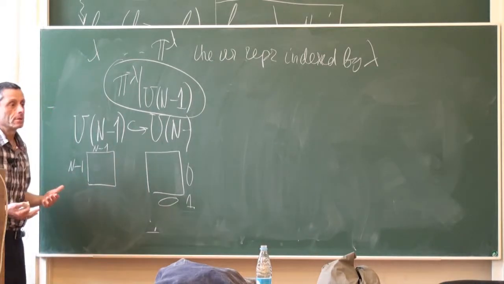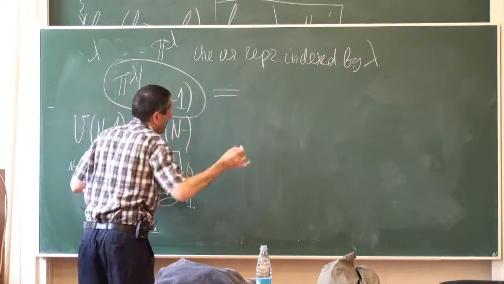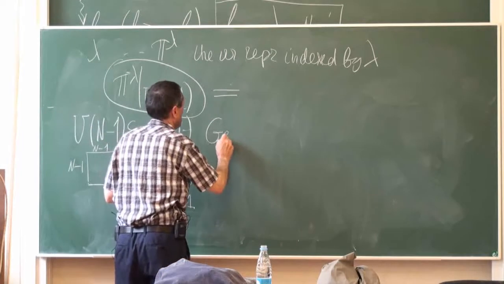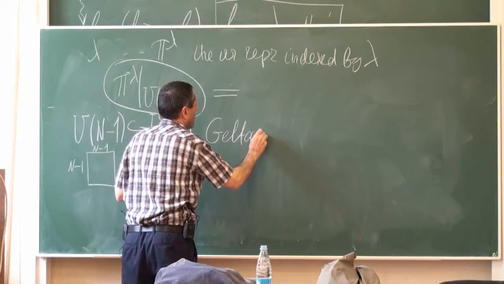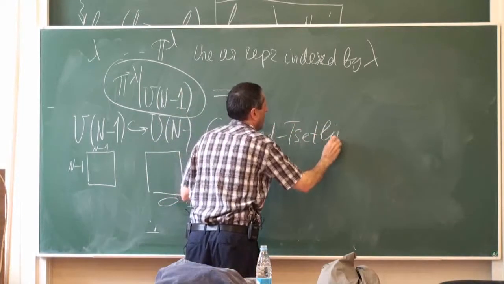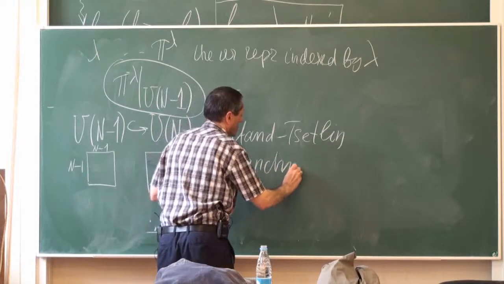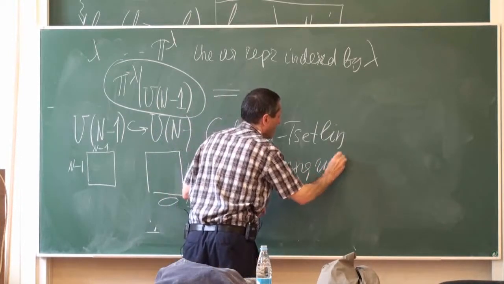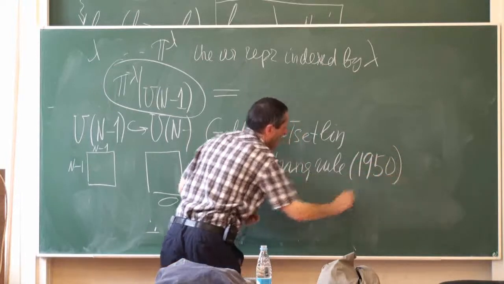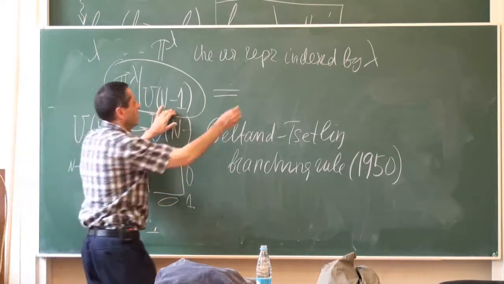And what is its decomposition? This is a non-trivial result, not very hard to prove, which is called the Gelfand-Tsetlin branching rule. And the result is as follows. This is a multiplicity-free direct sum.